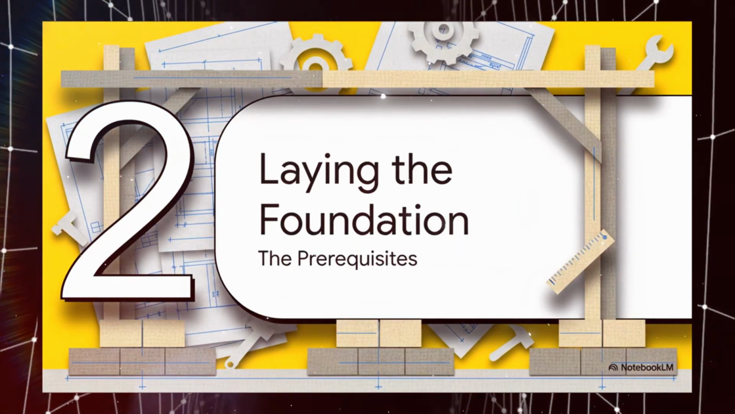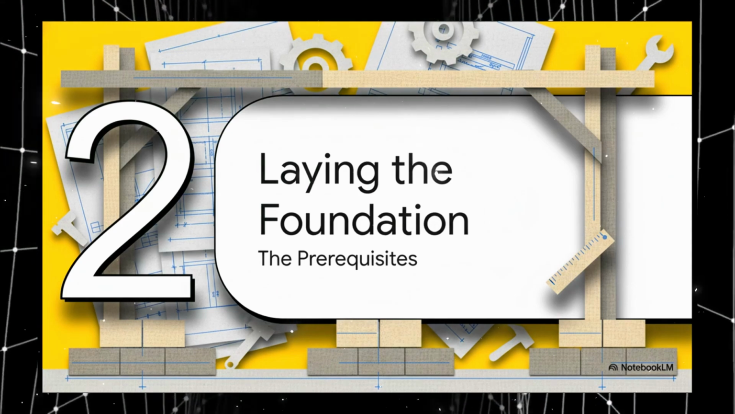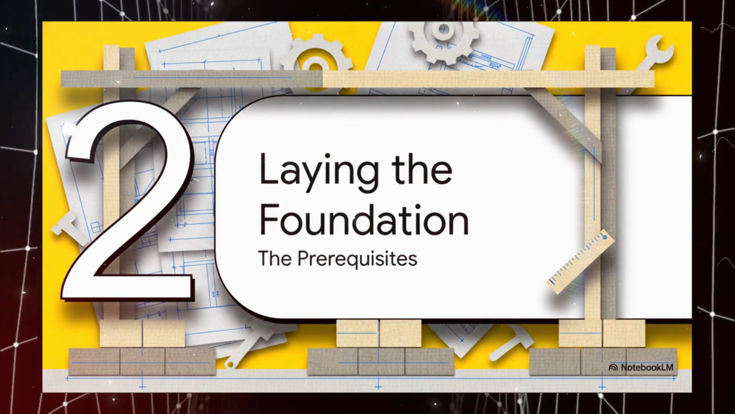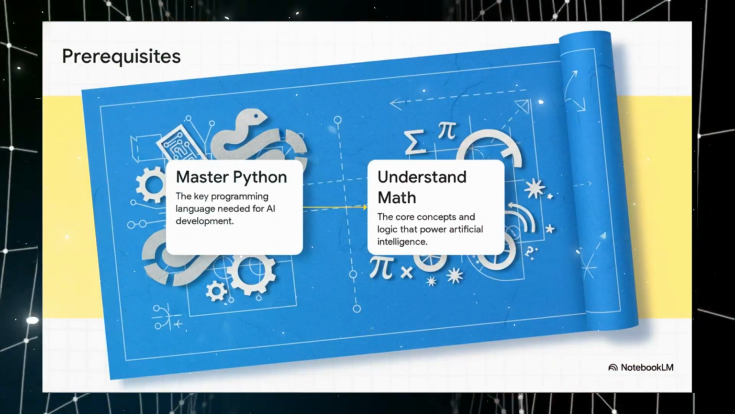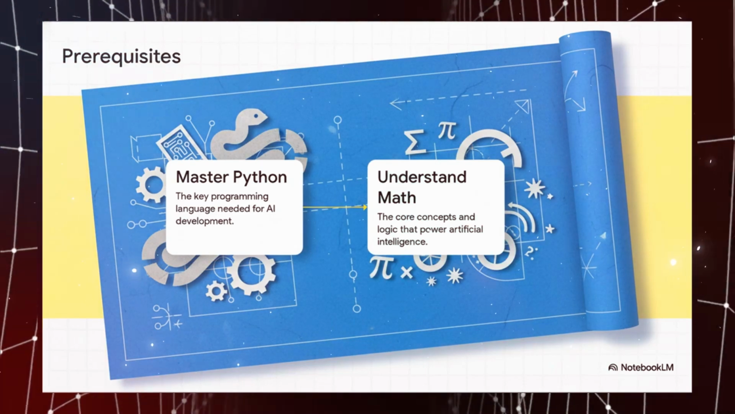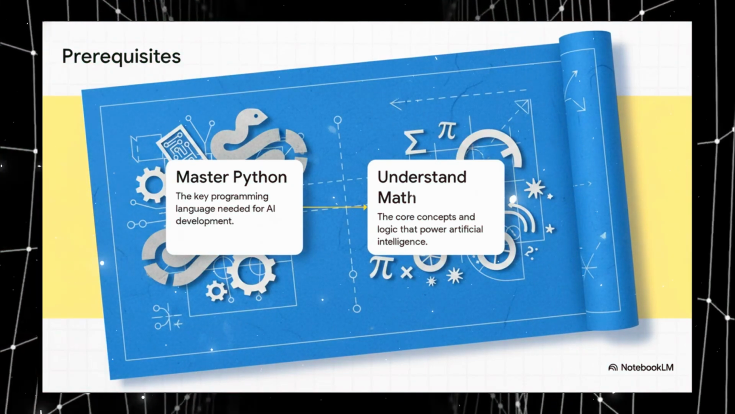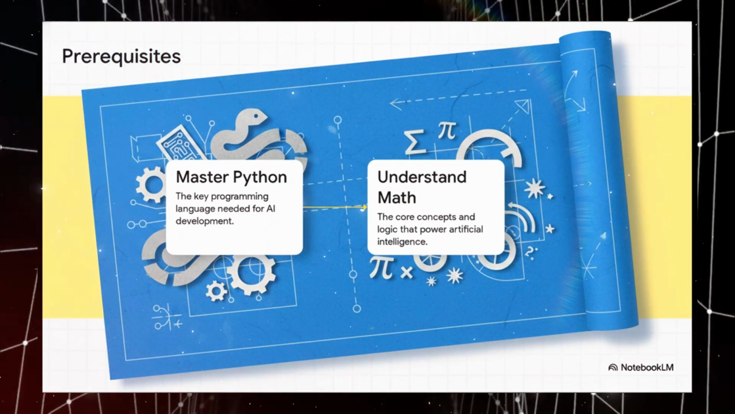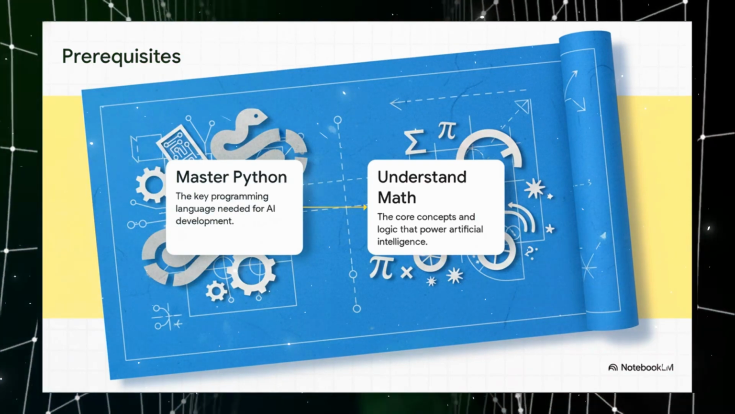Every single construction project, big or small, starts the exact same way, right? You gotta have a solid foundation, and this blueprint tackles that head-on by laying out what you need before you can even start. There are no magic wands here. Nope. The very first lesson is grounded completely in reality. The blueprint is super clear about it. You need two things. First, a programming language, in this case, Python. And second, you've got to have a handle on the math that makes it all work.